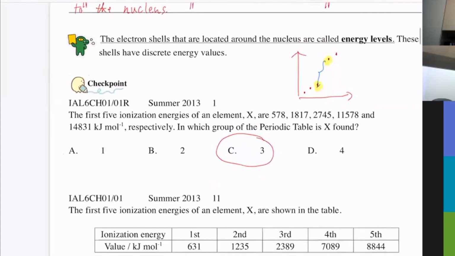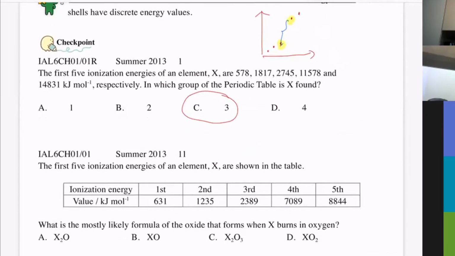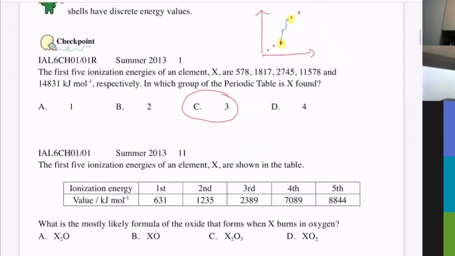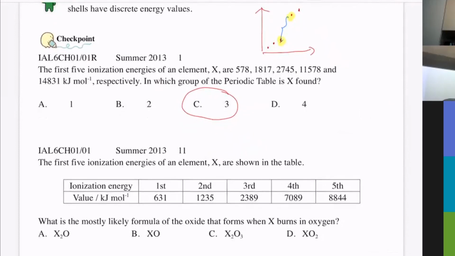So quickly, similar principle, can you find out the answer for the next question? Although it asks you to write the formula, you need to first find out which group it belongs to, and then it will be easier for you to find out the formula. So find the group that it belongs to from the data given here. Larissa, do you have any idea which group this element belongs to?